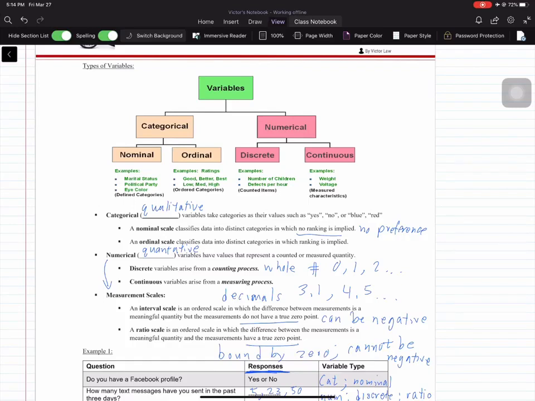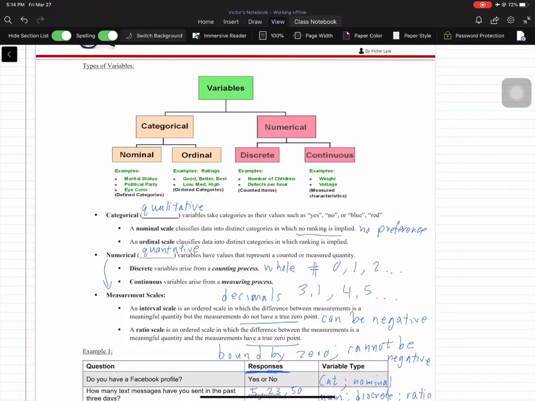Nominal scales is when no ranking is implied, there's no preference involved. The example that I gave you is marital status. You could be single, married, divorced, or widowed. There's no ranking, there's no preference involved in them. They're all the same. Therefore, this is nominal scales. Same for political parties. You could have conservative, liberal, or Green Party. They're all the same. There's no ranking involved. Same for eye color. You could have blue, brown, or black eye color. They're all the same. There's no preference involved. So that's nominal scale.